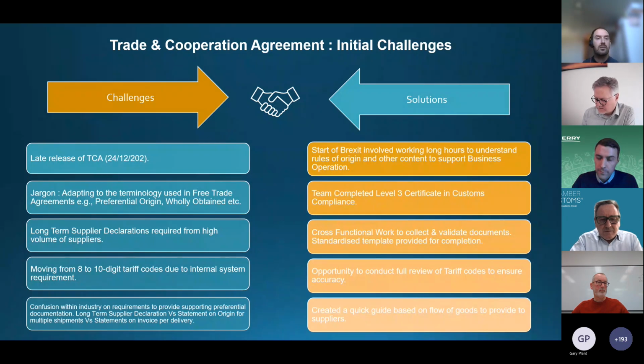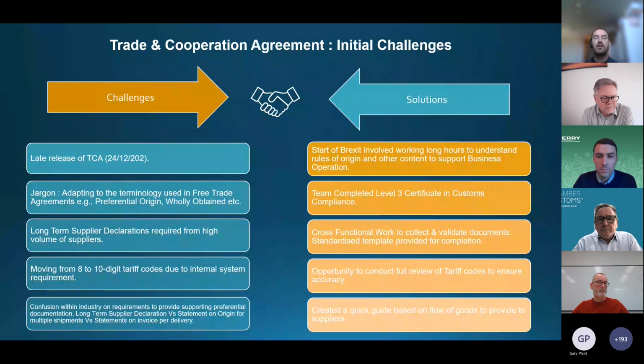And then the final point is around the requirements for documentation. Again, going back to jargon, you have long-term supplier declarations, statements of origin for multiple shipments of identical products, which is a bit of a mouthful, but one of the other long-term documents you can get hold of, and also statements on invoices.